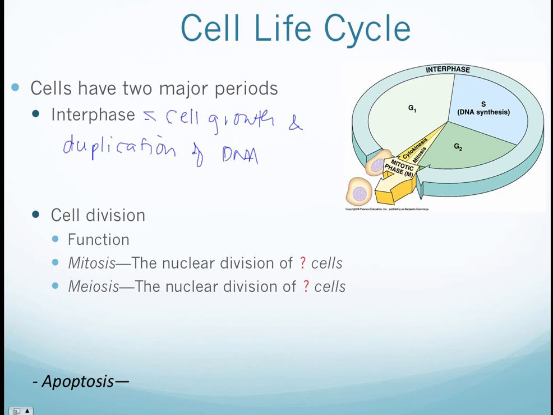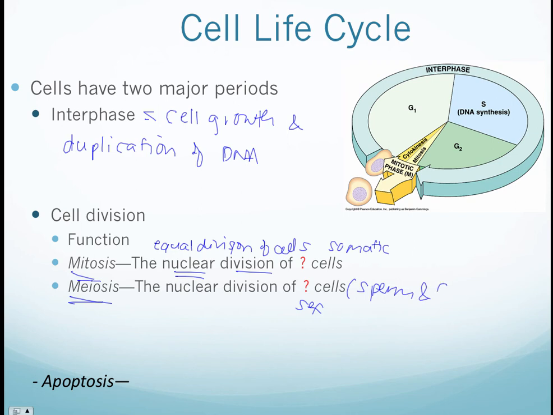If you have equal division of cells, this is called mitosis. So it's the nuclear division of somatic cells. And somatic cells, those are every single cell within your body. These do not undergo reproduction. And so the ones for reproduction are meiosis. And so this is nuclear division of sex cells. Okay? And so the only examples for this we have are sperm and the ovum.